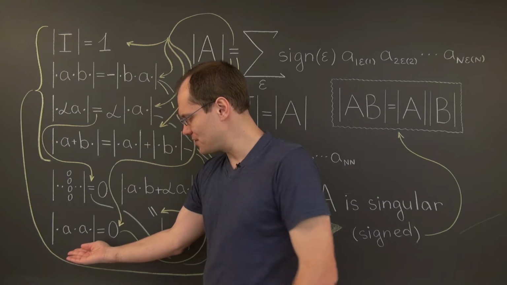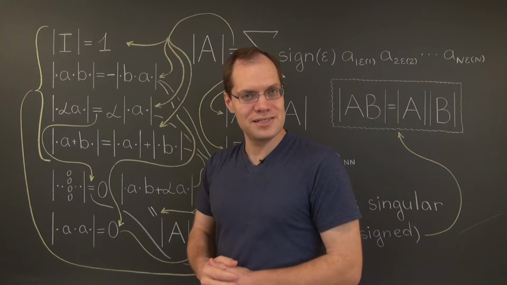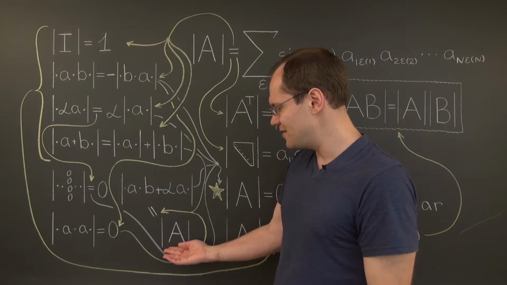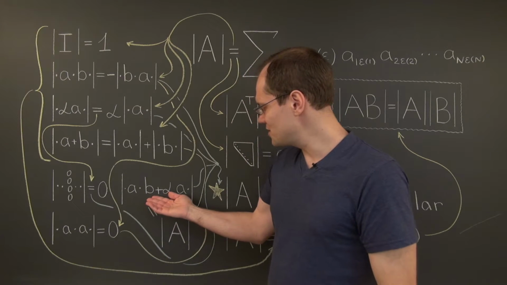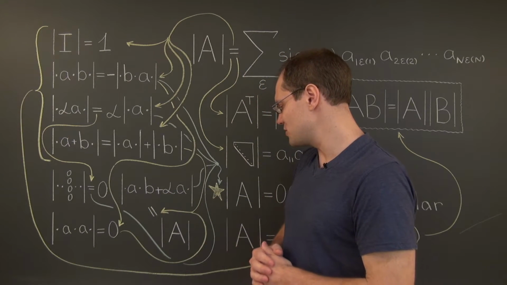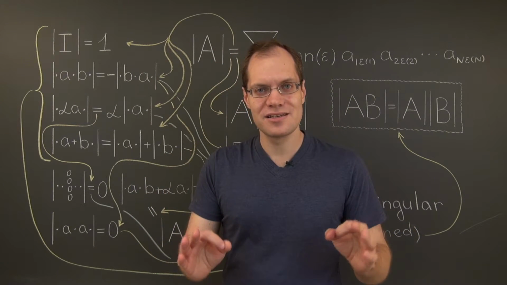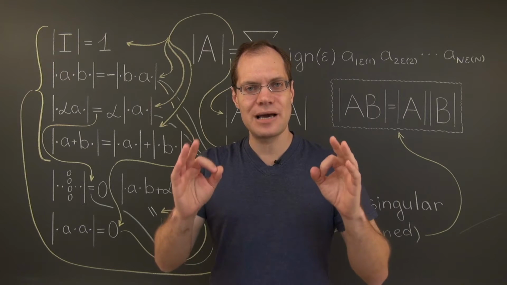And by this property right here, that determinant will be 0. So this determinant splits into two. One of them is A, and the other one is 0. So this determinant equals the determinant of A. So we now know the determinant response to each of the Gaussian elimination operations.